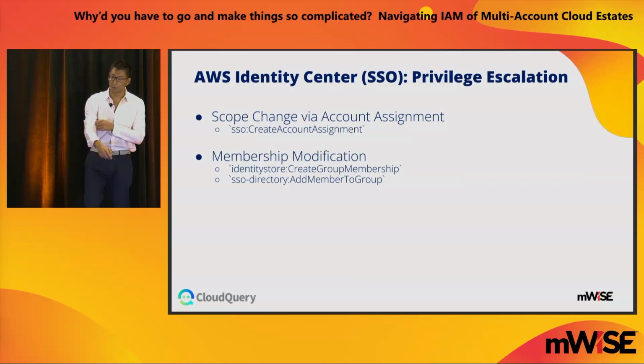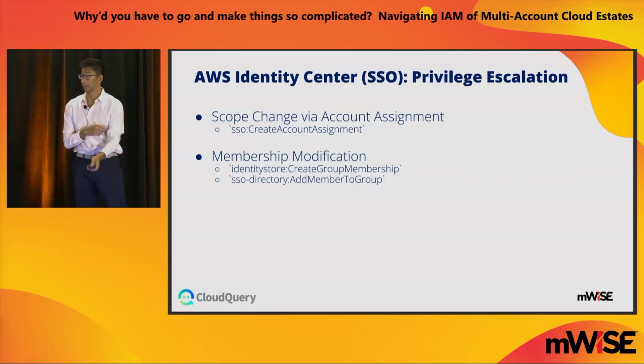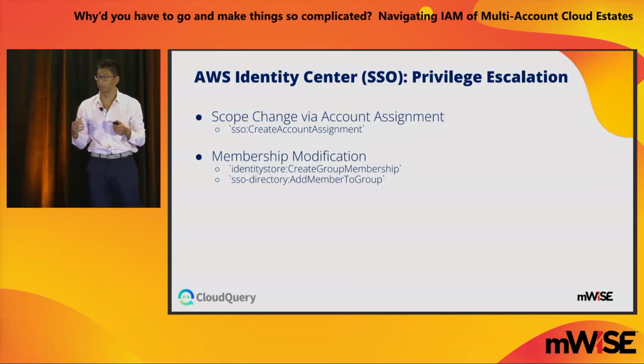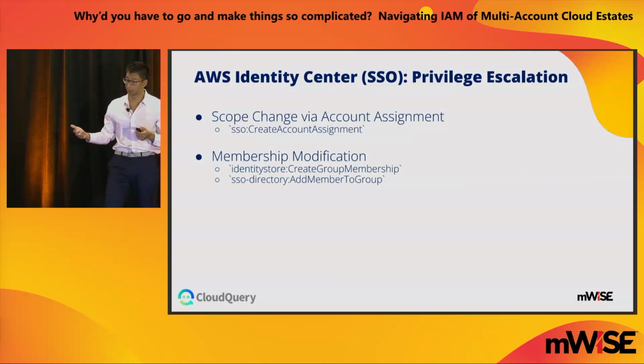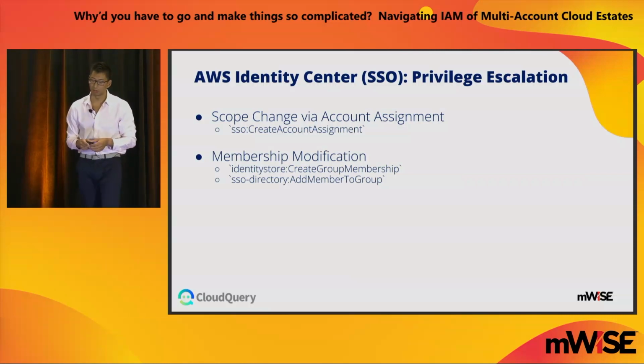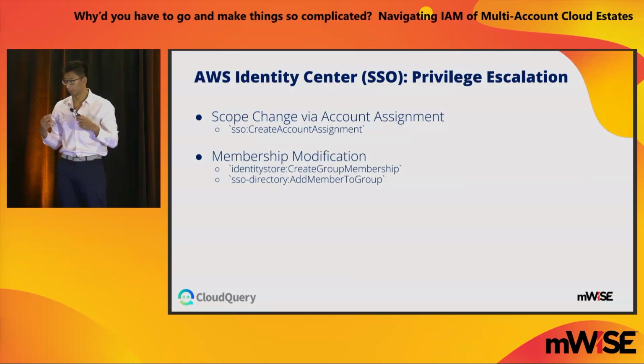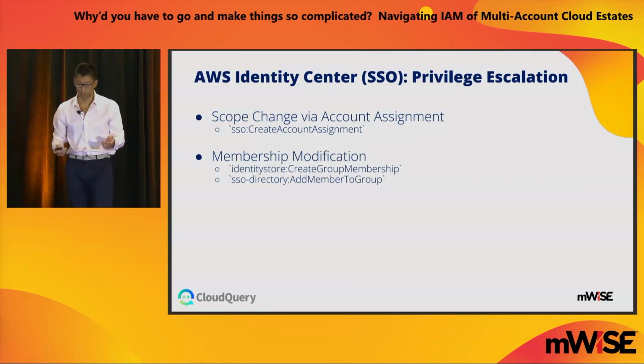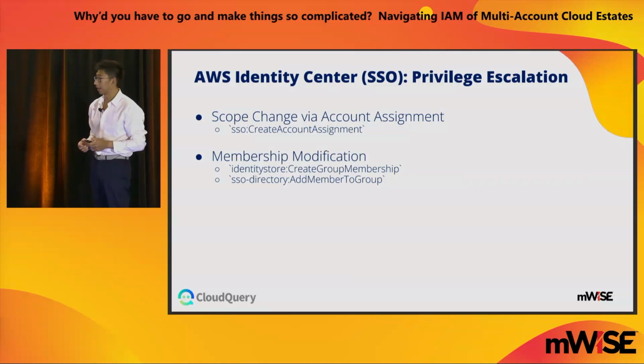The next 2 are scope change via account assignment, including SSO create account assignment. And this basically takes that permission set and says, okay, I want to make an assignment to another additional account. If I have access to 5 accounts, I can then add maybe 1, 2, 3 extras. And then also membership modification. So with that group itself, I can create group membership and add myself to it. SSO directory add member to group is another API call that allows me to do exactly the same thing.